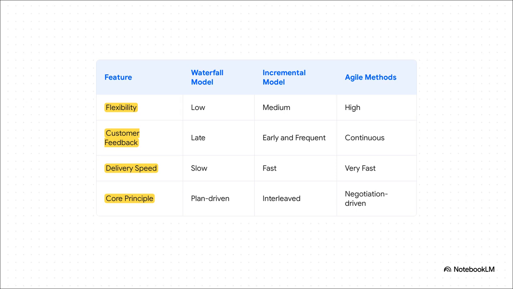You've got the super rigid, slow waterfall model on one end. On the complete other end, you have the incredibly flexible, fast-paced world of agile methods. And the incremental model, it sits right there in the middle. It kind of serves as a bridge, giving you way more flexibility and speed than waterfall, but with a bit more structure than some of the pure agile approaches.